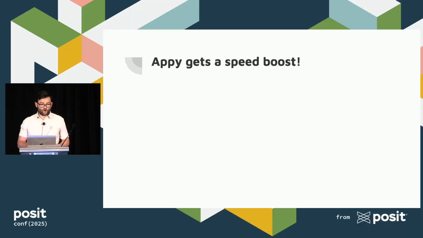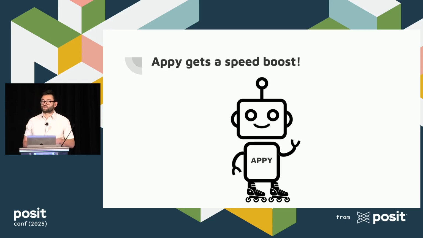So we go back to our little web service Appy, and we change out his serializer, and he gets a nice speed boost. He gets a set of roller skates. So now, whereas he was trudging along before, now he's gliding through a little quicker. But we're not done yet.